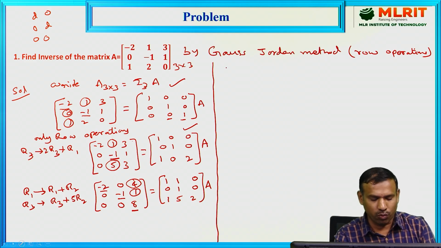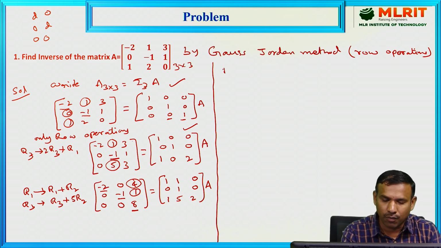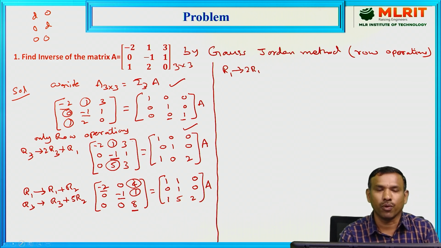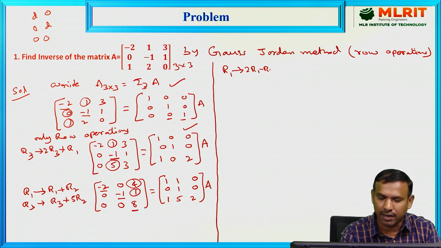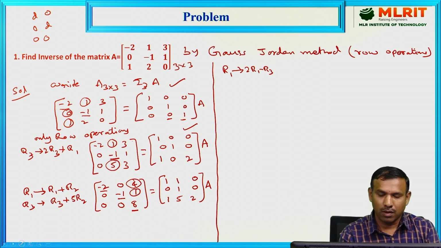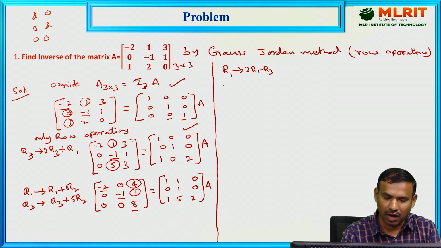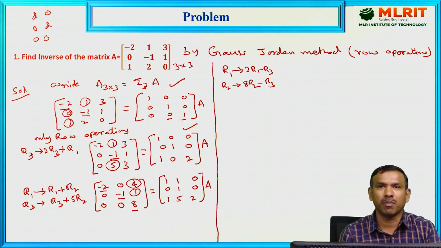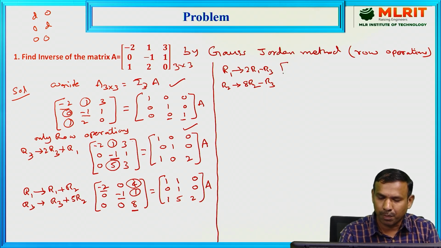So, this is 4. 4 means R1 implies 2R1. 2 into 4, 8. 8 minus 8, 0. So, 2R1 minus R3. Next, R2 element. What is R2 element? 1. So, make it 8 times. 8R2 minus R3. 8 into 1, 8. 8 minus 8, 0. So, applying on the matrices.